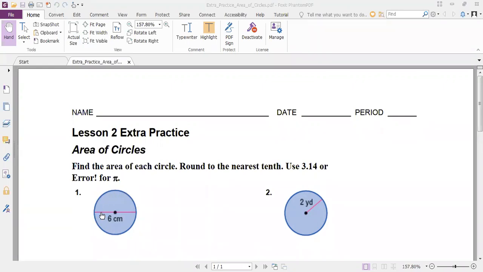Okay. Firstly, Faisal, look with me at question number 1. Read the head of the question, please. Find the area of each circle and round to the nearest tenth, if pi is equal to 3.14 or what? Do you remember what pi is equal to?